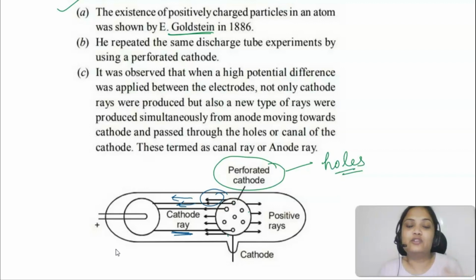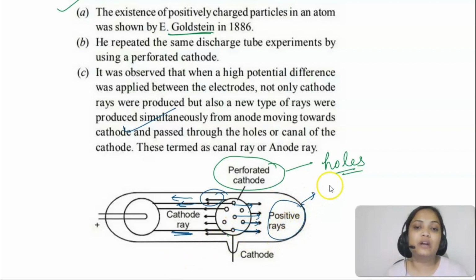But Goldstein observed that not only cathode rays were produced, but a new type of rays were also produced simultaneously, which were moving from the anode towards the cathode, and they passed through these tiny holes. These rays were named canal rays or the anode rays.